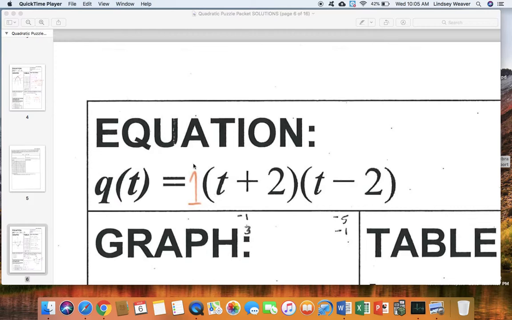What you might notice is that the a value isn't obvious because there isn't an x squared term, but the a value is always going to be the number on the very left side of the equation outside the parentheses. So since there's no number there, we know that the a value is secretly 1. Also, this should be familiar from your quadratic algebra unit about a month ago. This is factored form of a quadratic, so it actually gives you those two zeros. So you have a 0 at t equals -2 and a 0 at t equals +2.